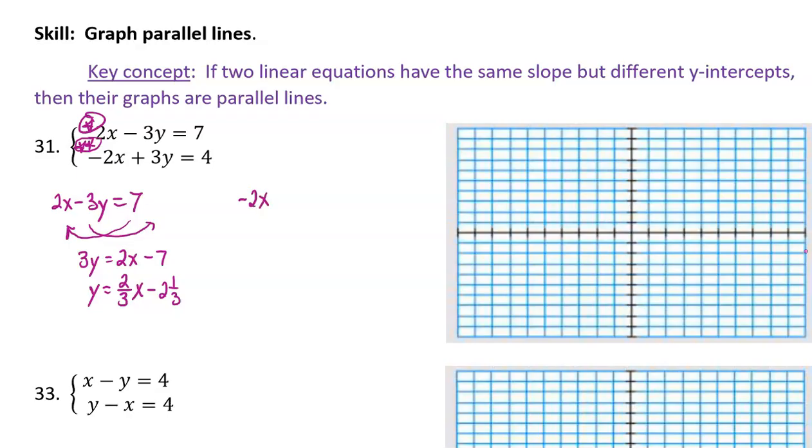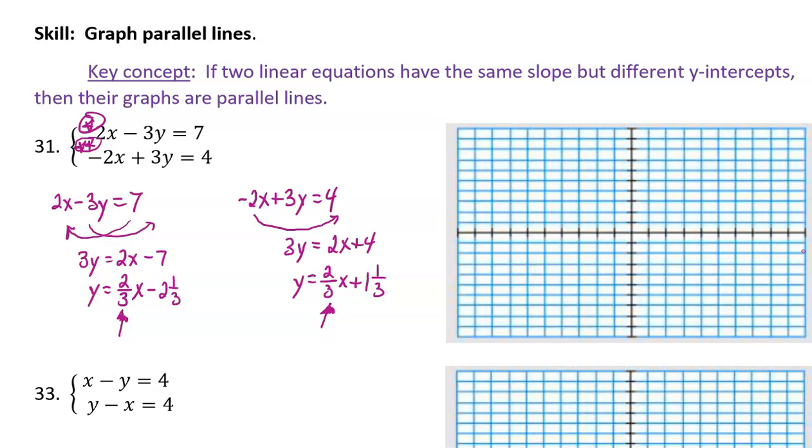We have negative 2x plus 3y is equal to 4. This time, add the 2x to get it separated from the y. And then divide by 3. So we have 2/3 x, and then 4/3. 4/3 is 1 1/3. Notice that we do have the same slopes, but we have different y-intercepts.